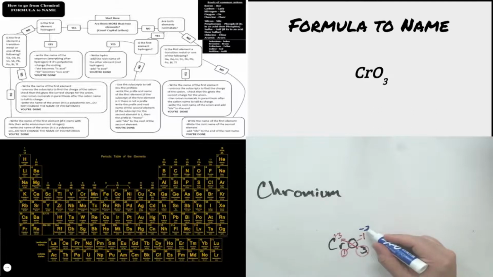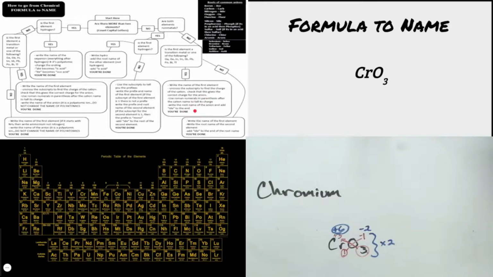So that means a -2. To get -2, I have to multiply that by 2. Which means this 3 also gets multiplied by 2 to become a +6. So what this tells me is that my charge for chromium is a +6. I use the anion to help me find the charge of my cation. So I know that it's a +6.